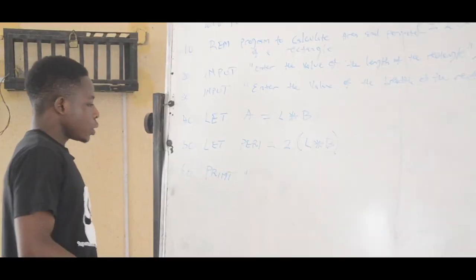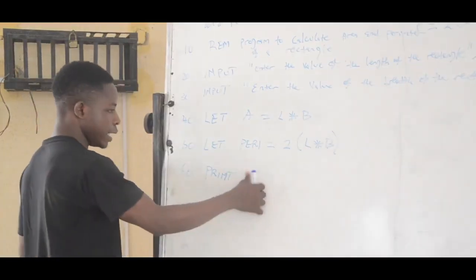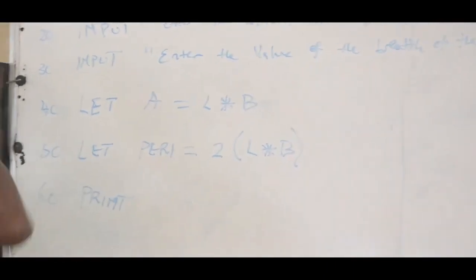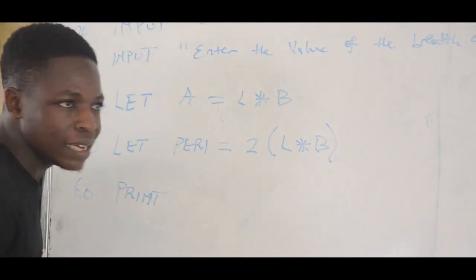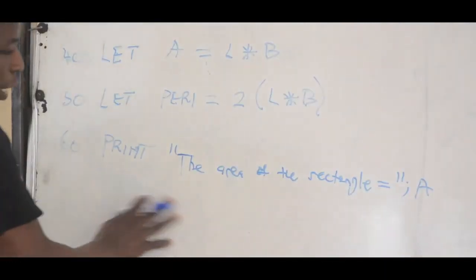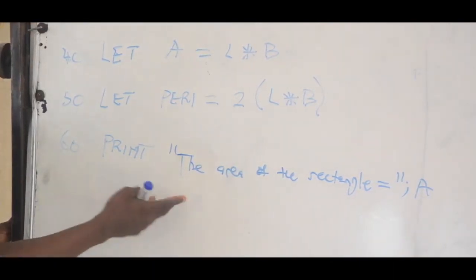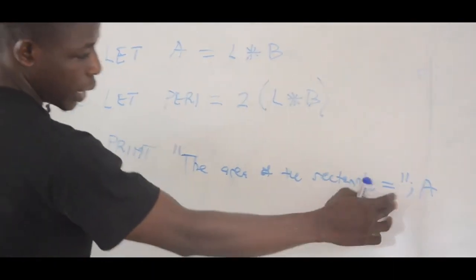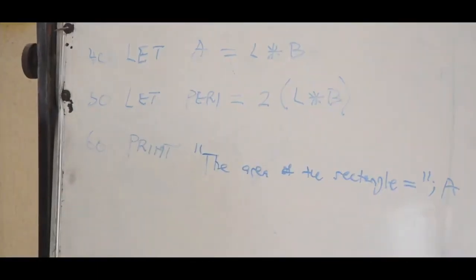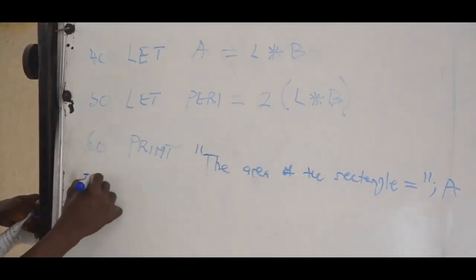Then what else? After we've done the process, the next thing is just to print our answer. Normally you can just print your A directly, and that will print your area. But we always tell you to make your program interactive so that anybody, even a layman, can see what this program does. So that's why we say print the area of the rectangle equals, semicolon, and A.